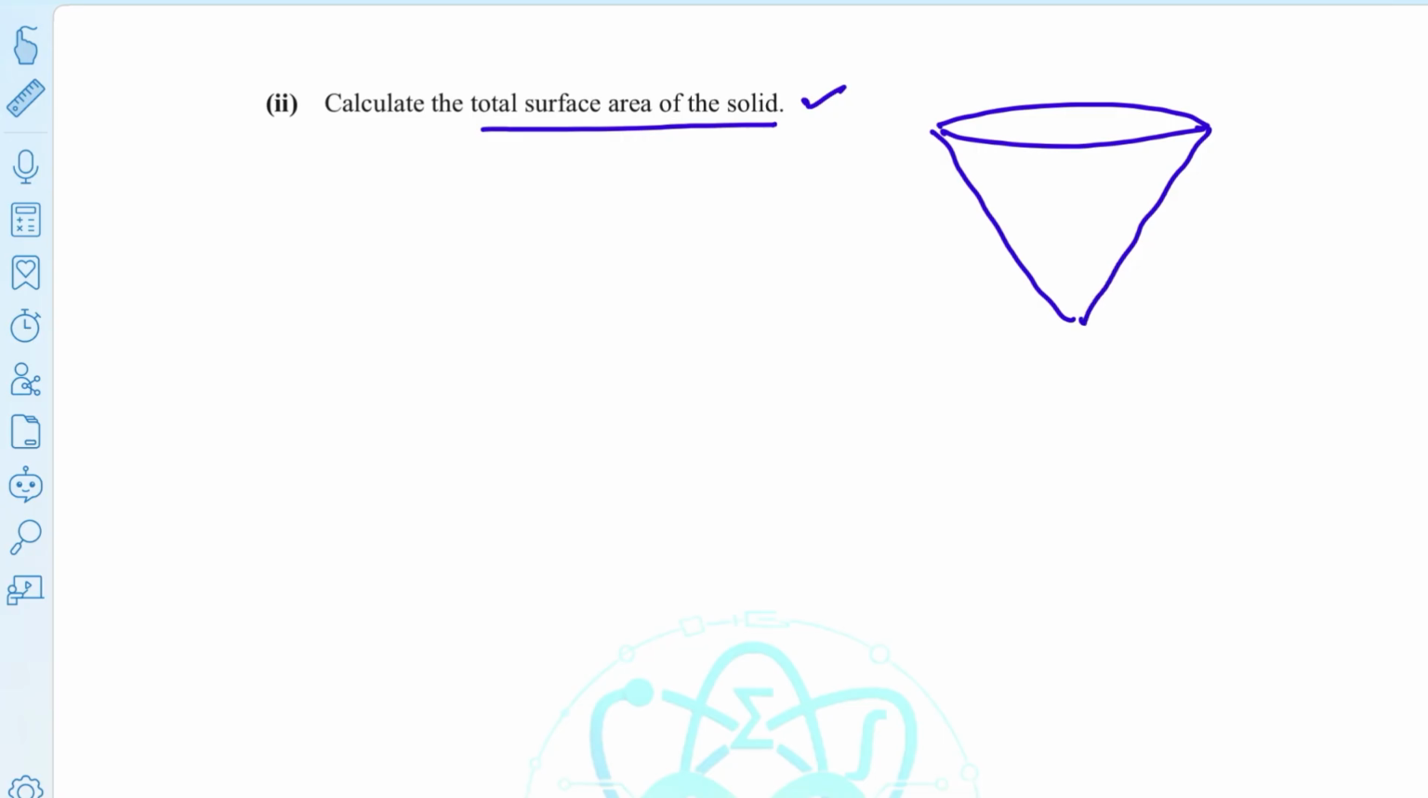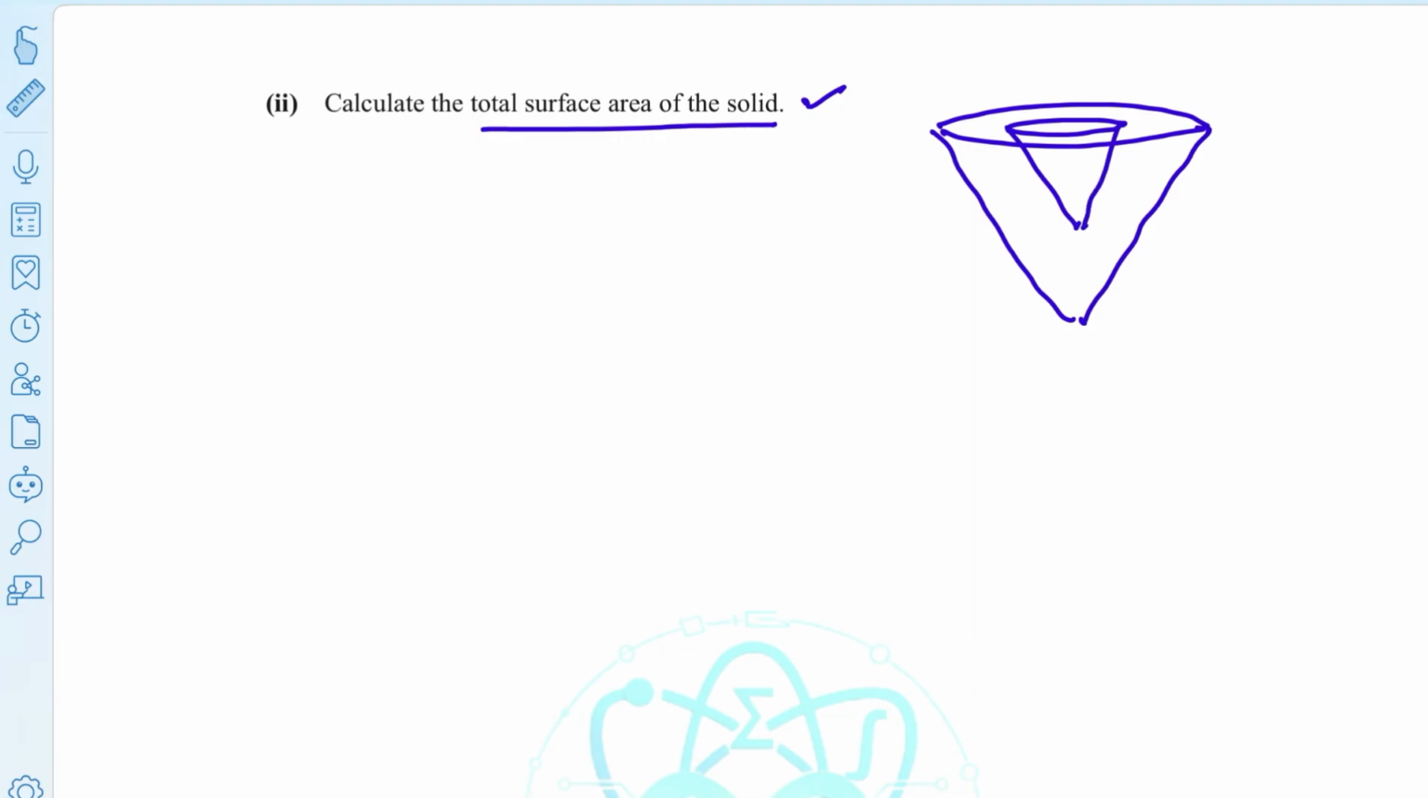Now the next question is: calculate the total surface area of the solid. This is a very tricky question. Let me first understand what it is asking for. So this is the cone we have, and the inside cone has been removed. Do you understand what I'm trying to say?